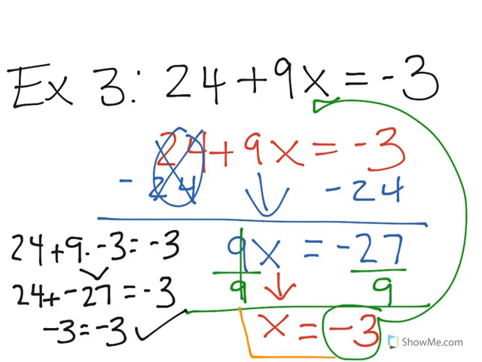So x does equal negative 3. And that brings me to the end of the lesson on solving two-step equations.